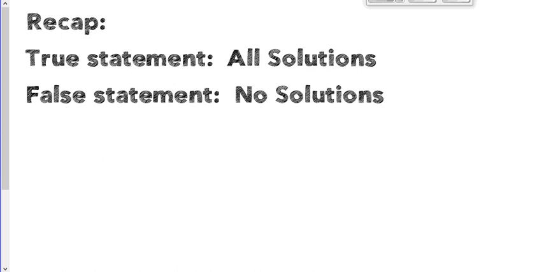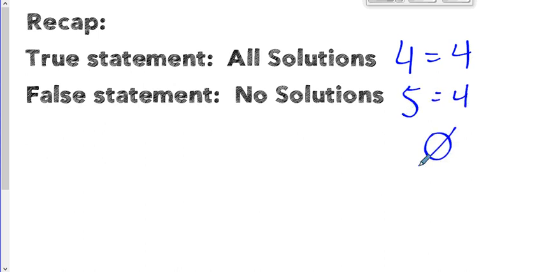So just a quick recap: if it's a true statement, like 4 equals 4, all solutions. If it's a false statement, like 5 equals 4, no solution.